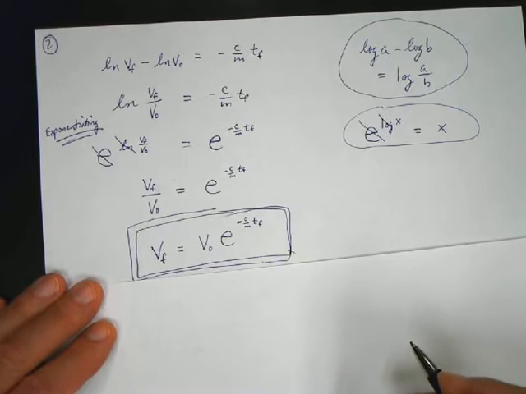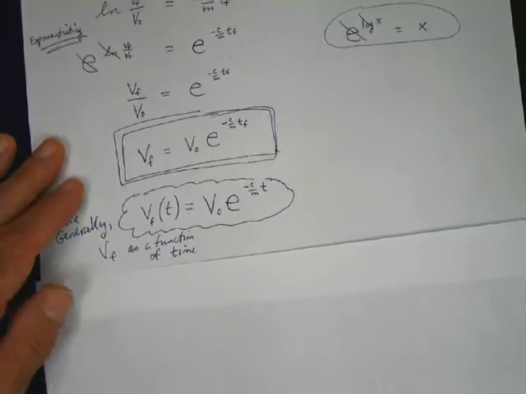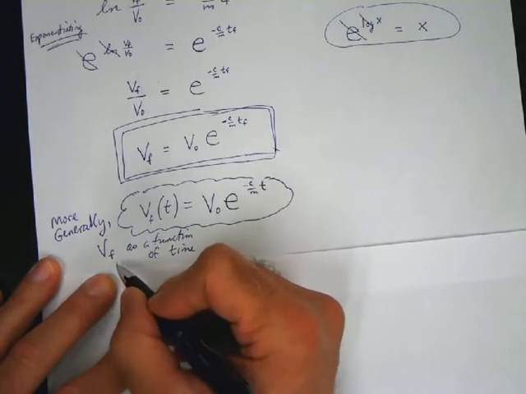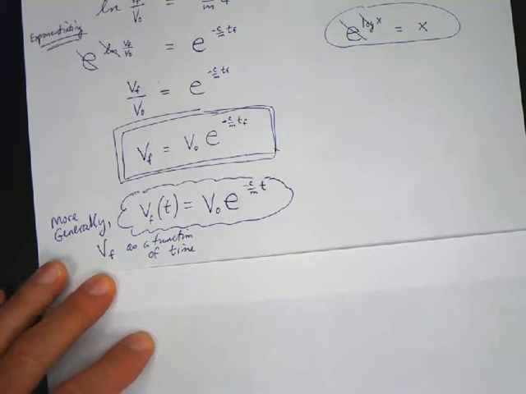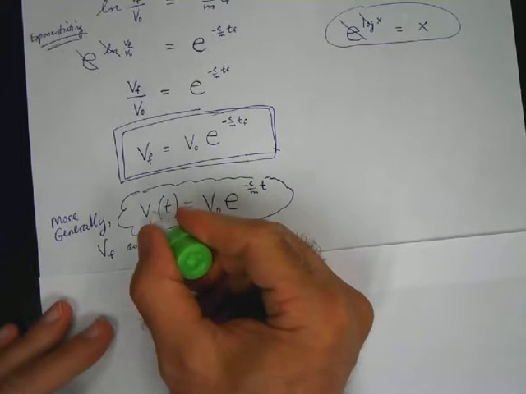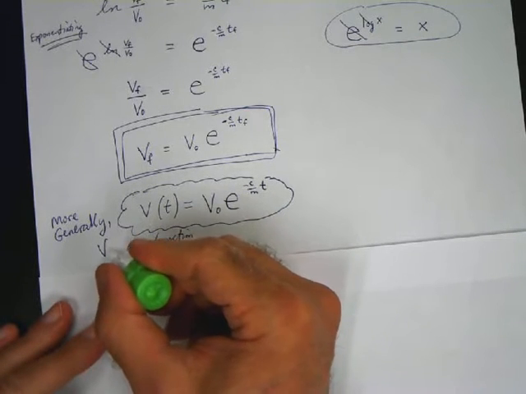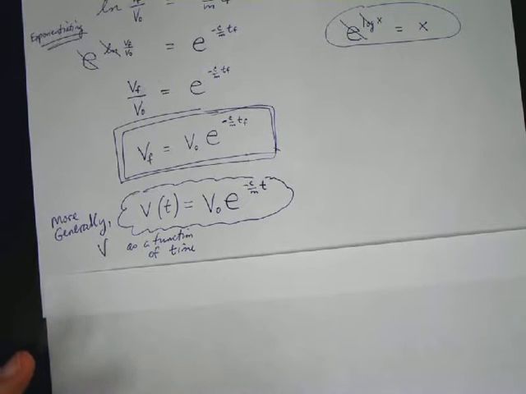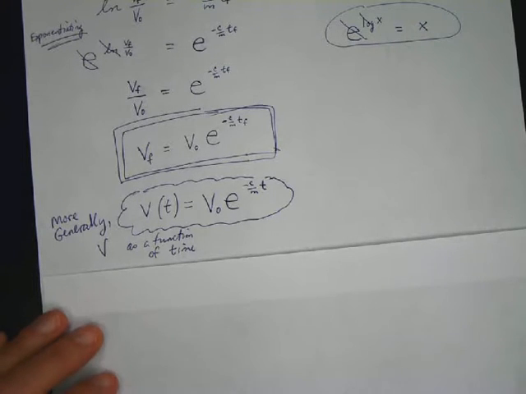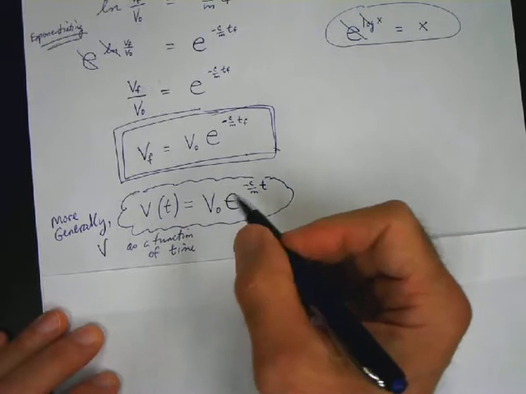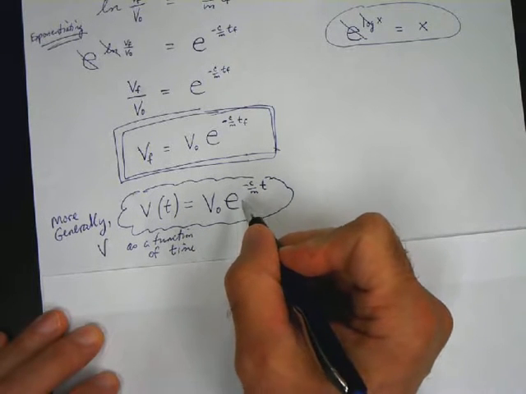Multiplying both sides by v0, we get vf equals v0 times e to the negative c over m times tf. If I want to make it a more general equation, we can set v as a function of time, not vf necessarily, but just v. I want to make it more general. Maybe I'm not looking for vf. Maybe I'm looking for some other v at an intermediate time.